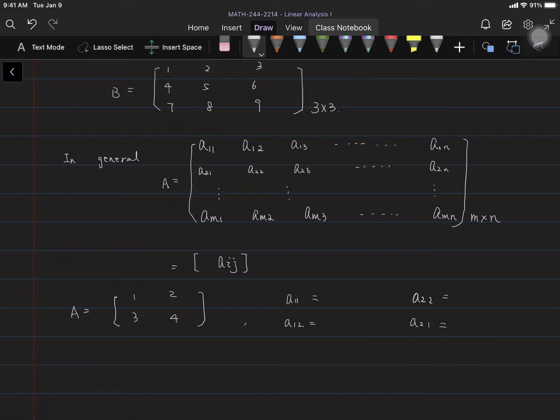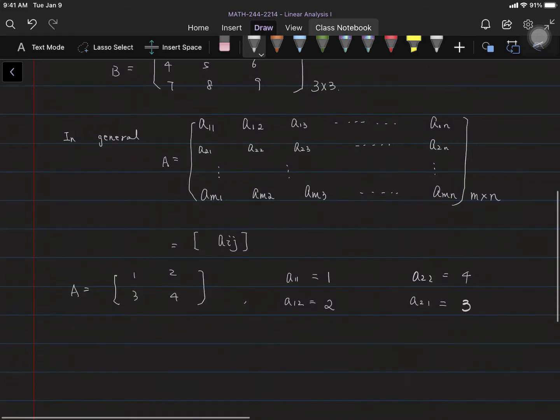A11 means the first number, first row, which is number 1. A12 is the first row, second column, which is number 2. A22 is the second row, second column, 4. A21, second row, first column, which is number 3. Something like that, right?